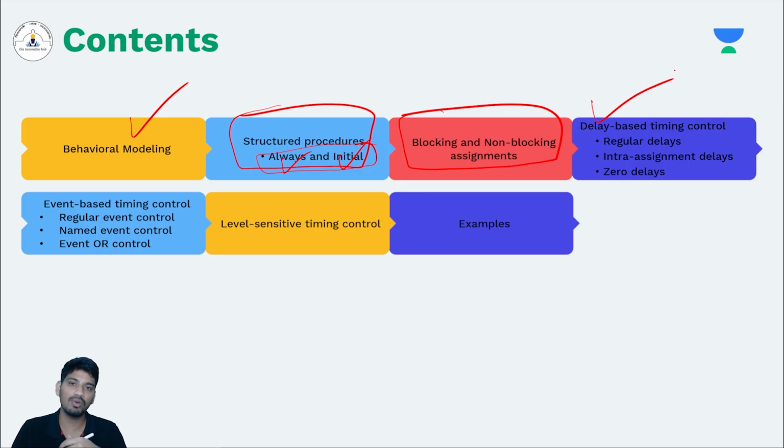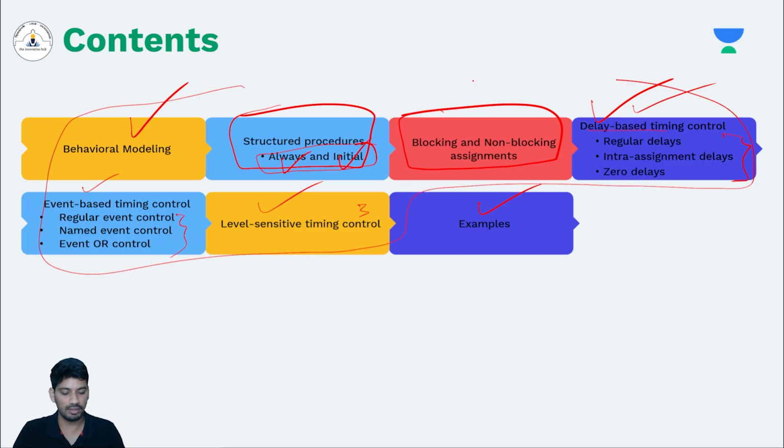Then I will show how to control the timing inside Verilog. Without controlling the timing, Verilog won't advance its flow, so we need to have timing control also. There are three different ways you can control the timing: using delay, using event, or using level sensitive. We'll discuss all of them with different examples. And then finally, we'll have a live coding session to explain all these concepts in Verilog.